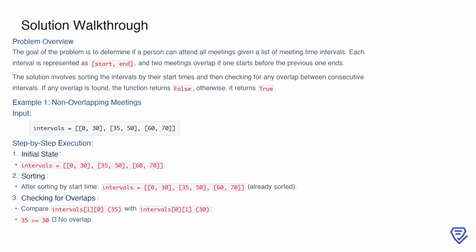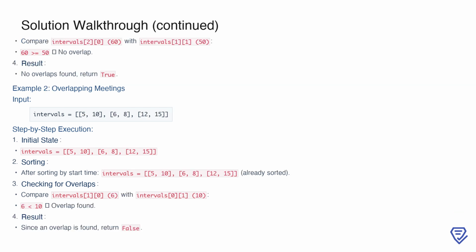After sorting, we find that the intervals are already in order. Checking for overlaps, we compare the start time of the second meeting, 35, with the end time of the first meeting, 30. Since 35 is greater than or equal to 30, there is no overlap between these two intervals. Next, we check the third interval.